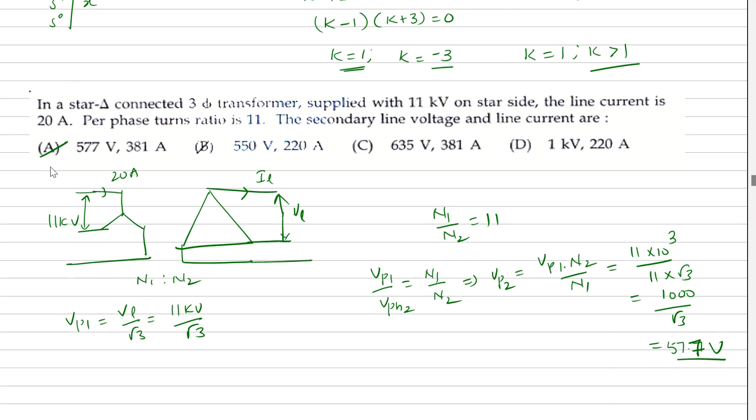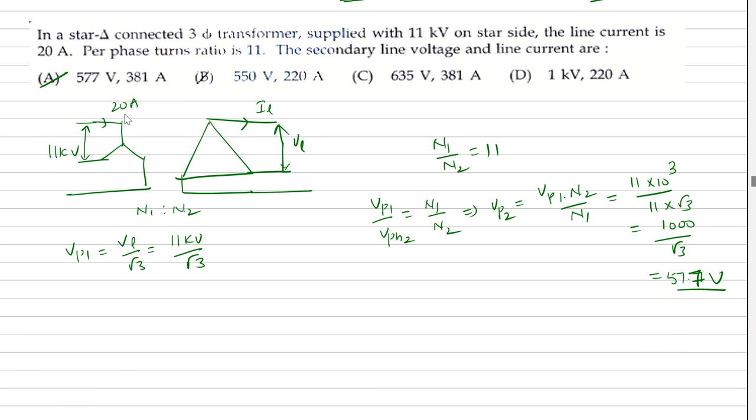Now I'll give the explanation for the currents also. Here the line current is different and the phase current is different. Let me take the currents here. I2 is the current in the delta winding. So I2 phase divided by I1 phase is equal to N1 by N2. So I2 phase is I1 phase current into 11, which is 20 amperes into 11.